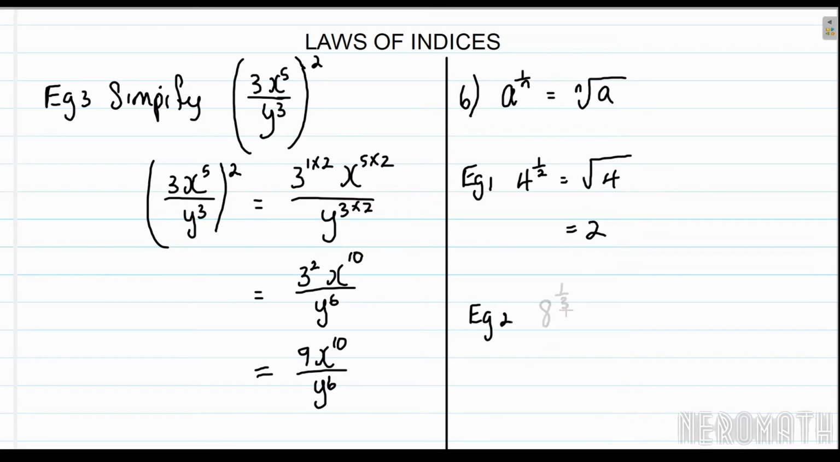Example 2, if I have 8 to the power of 1/3, that will be the cube root of 8, and the answer to that is 2. That's because 2 by 2 by 2 is equal to 8. Therefore, 2 cubed is equal to 8. Hence, the cube root of 8 is 2.